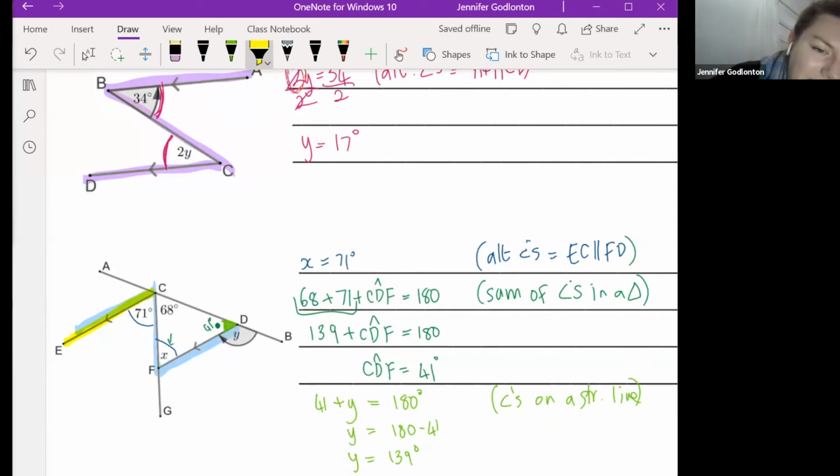So if we did corresponding angles, we're looking for this F shape. And so we could say 71 plus 68 is equal to Y. So we would still get the same answer of 139. Nice. Good. Who did something else?